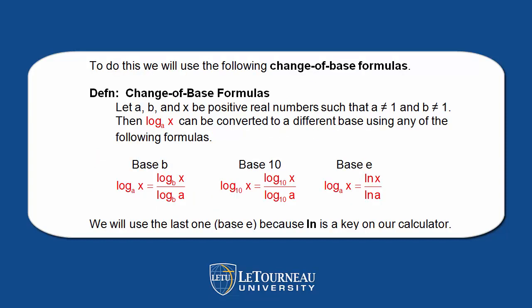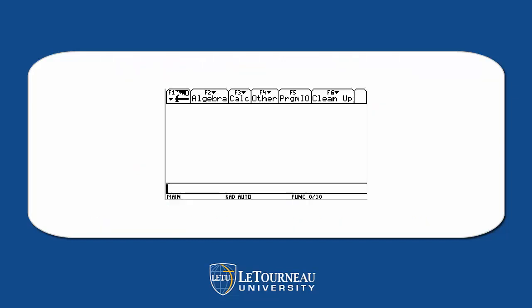To do this, we'll use these change of base formulas. Check them out toward the bottom of the screen. If I want to change something to base b, I simply compute log base b of x over log base b of a. If I want it in base e, the log base a of x will equal the natural log of x over the natural log of a.